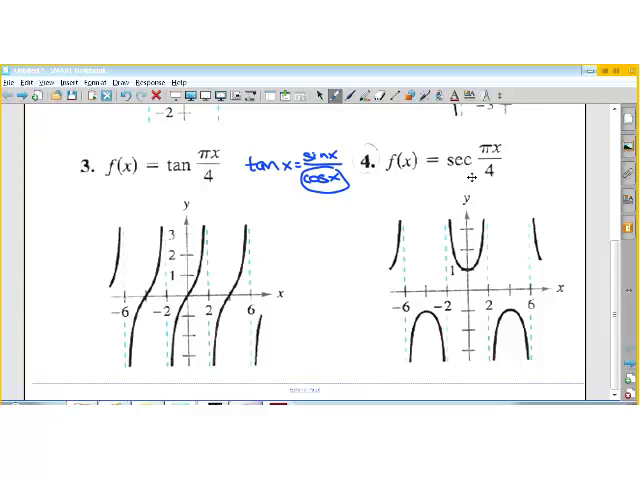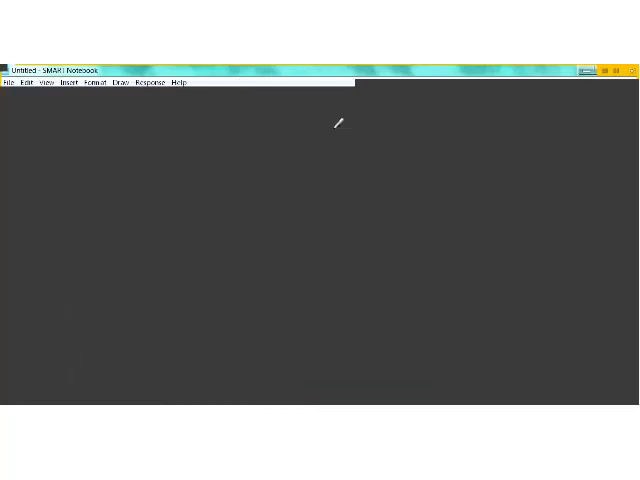So we see coming from the left-hand side here that we approach positive infinity, and the right-hand side we approach negative infinity. And then finally the secant, which is 1 over the cosine. We have the secant of pi x over 4, so we've got the same argument. So it's not surprising that we have the same vertical asymptote locations, because here we have 1 over the cosine, here we have sine over cosine. So both these functions have vertical asymptotes at the same x locations. Anyway, you can see here from the left we go to negative infinity, and from the right we go to positive infinity.